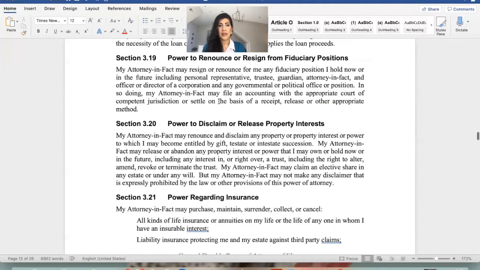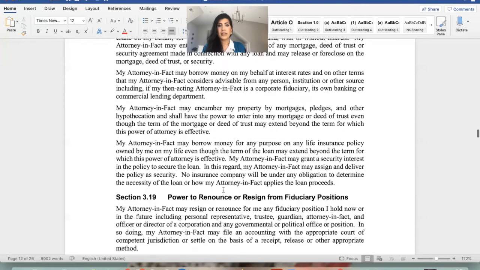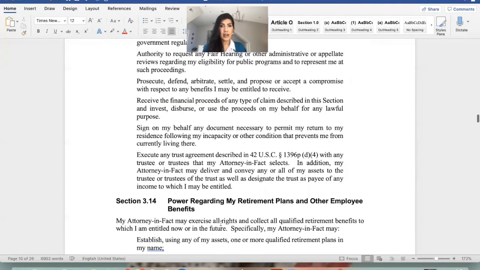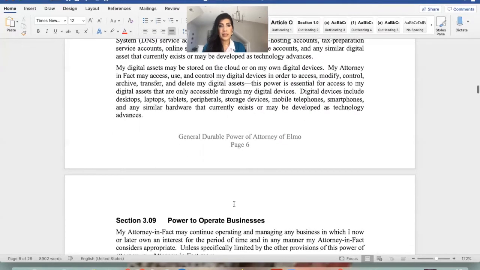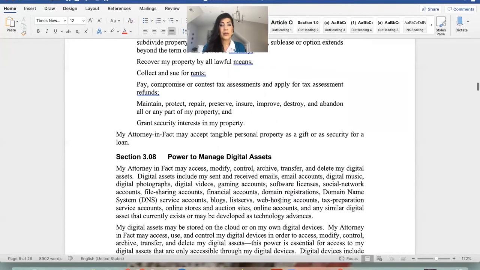So then you have power regarding insurance, you have power regarding retirement plans, you have power to operate businesses on your behalf, power to manage digital assets. It goes on and on.